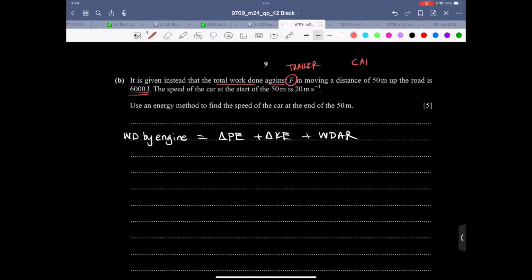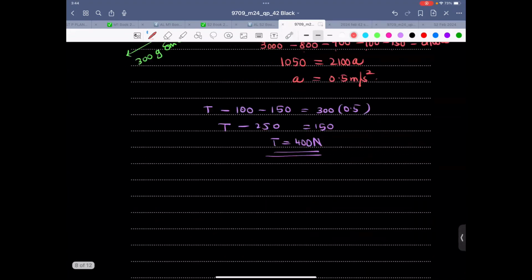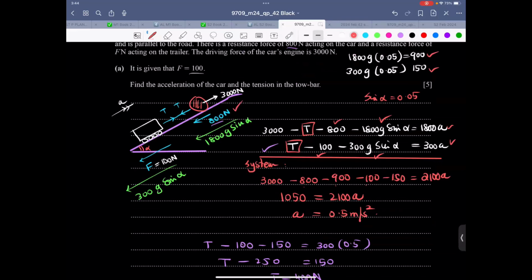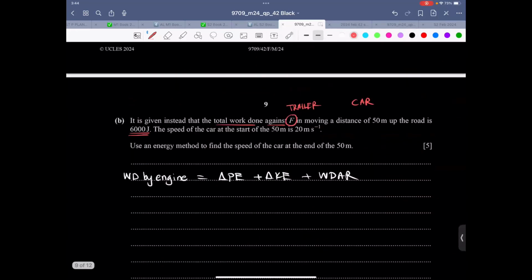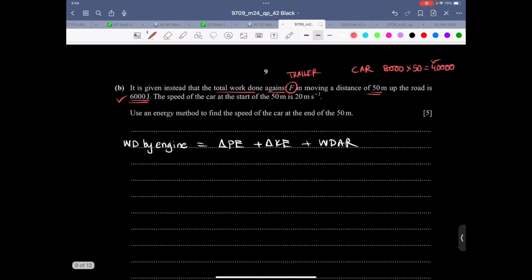But there is also a car. And is there any resistive force on the car? Yes, there is. That is 800 Newton. And it's acting a distance of 50 meters. So this is 800 into 50. That comes out to be 40,000. That means take the 6,000, take this 40,000. So first of all, let me write the things over here. That is work done against resistance for the system. That is 46,000. That is the first thing.